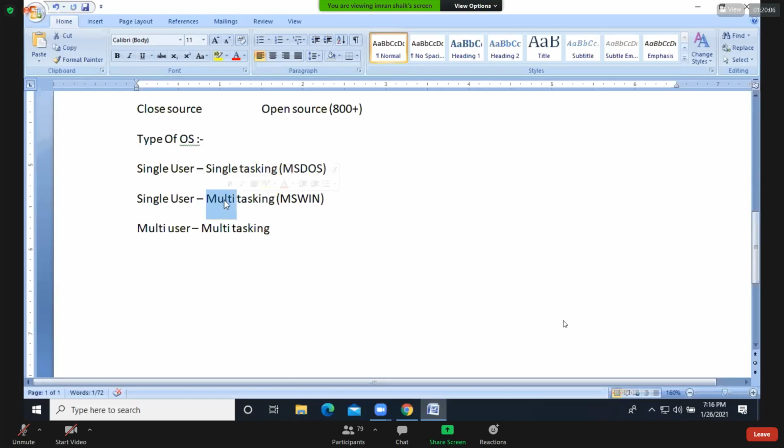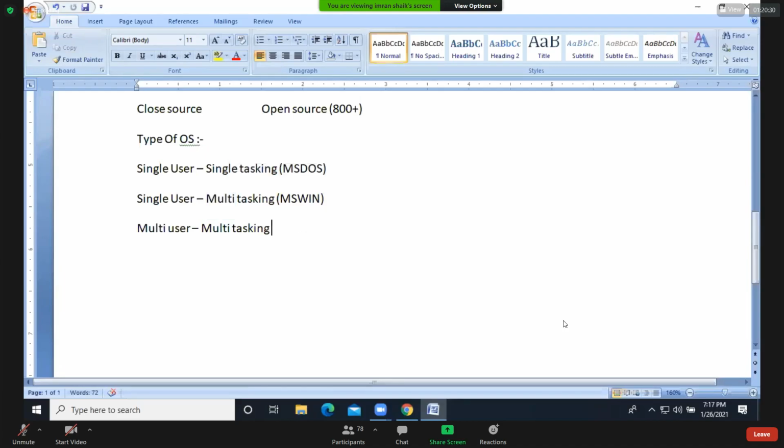For example, I'm chatting with someone, I'm listening to music, I'm surfing something on the internet. So we can do it at a time. All these tasks are possible. Because of that reason, you can say Microsoft Windows is the best example for a single user, multitasking operating system. Clear?